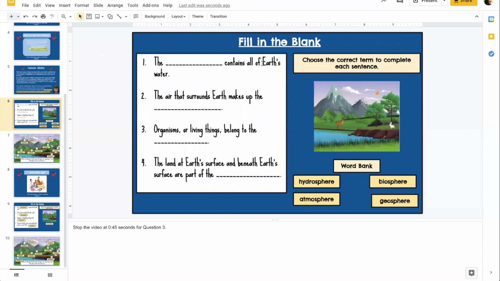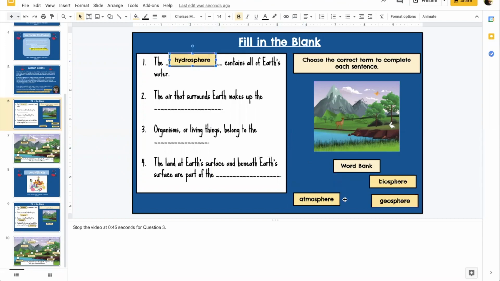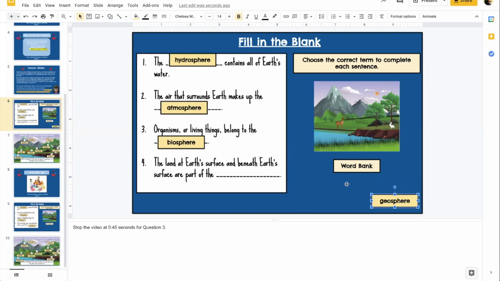So the blank contains all of Earth's water. Simply dragging and dropping and answering each question accordingly. And the students loved this. I'm just really grateful that they really enjoyed this activity.